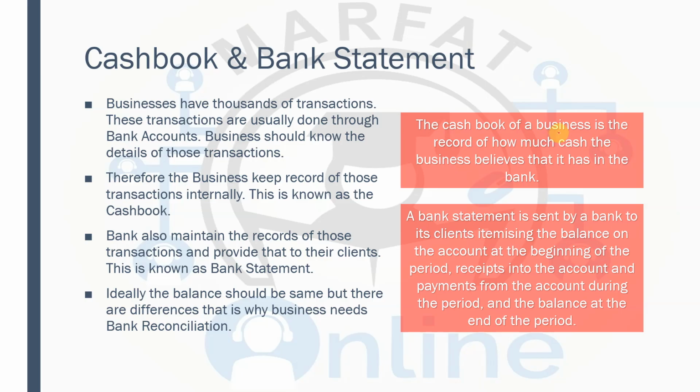So the cash book of a business is the record of how much cash the business believes it has in the bank, because it is their record regarding their bank account. A bank statement is sent by a bank to its clients itemizing the balance on the account at the beginning of the period, that means the opening balance. Receipts into the account, which means the incomings within the account. Payments from the account, that means the transfers the business has made. And the balance at the end of the period, that means the closing balance.